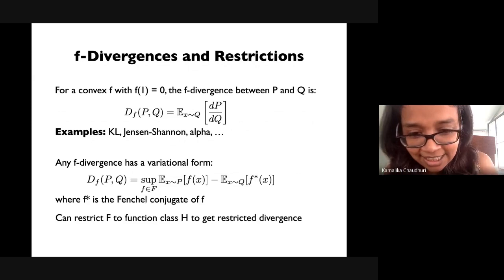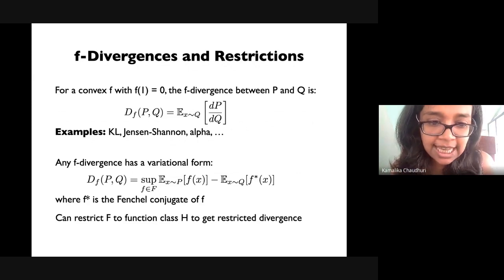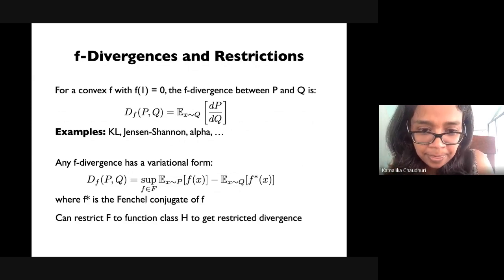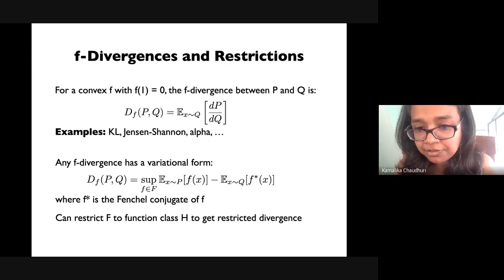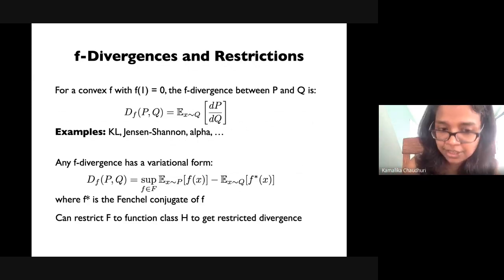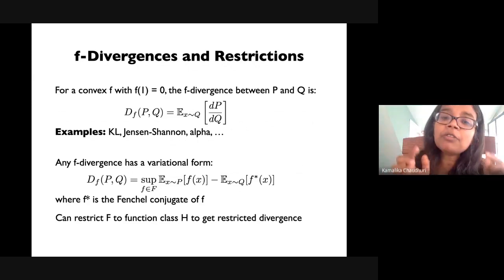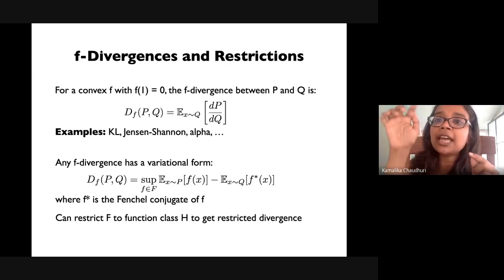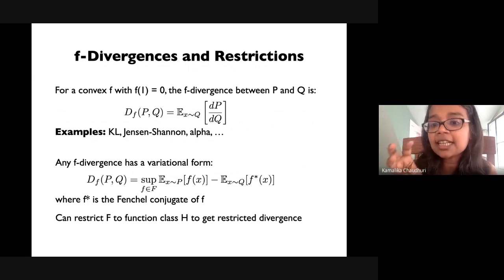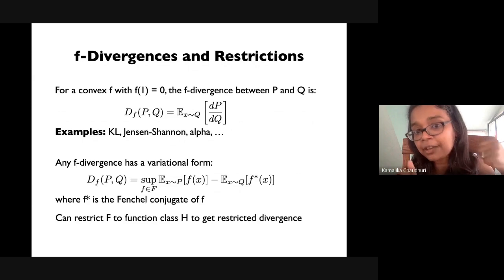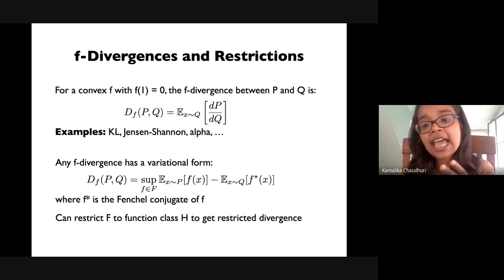Sorry, there's a little bit of a typo. What this should say is supremum over h in F, expectation x over P of h of x minus expectation x drawn from Q of f star of h of x. Remember for KL how there was this e to the h of x minus 1? That is just f star, where f comes from the F divergence, and f star is the convex conjugate.